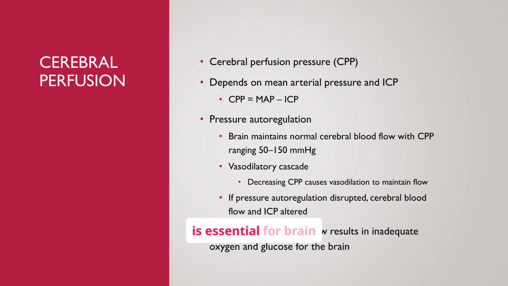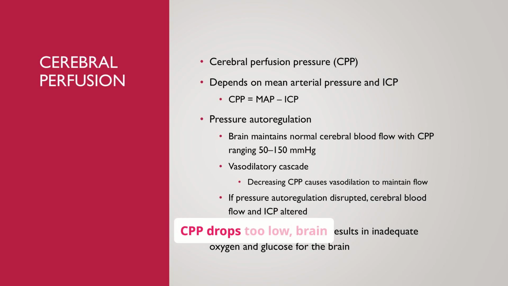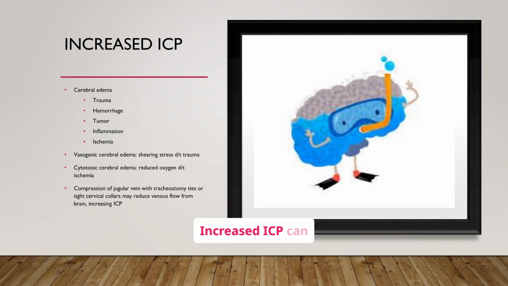Cerebral perfusion is essential for brain function. Cerebral perfusion pressure, or CPP, depends on mean arterial pressure and ICP. The brain maintains normal blood flow within a CPP range of 50 to 150 mmHg through pressure autoregulation. When CPP drops too low, brain tissues don't get enough oxygen, leading to ischemia. When it's too high, it can cause swelling. It's a delicate balance.